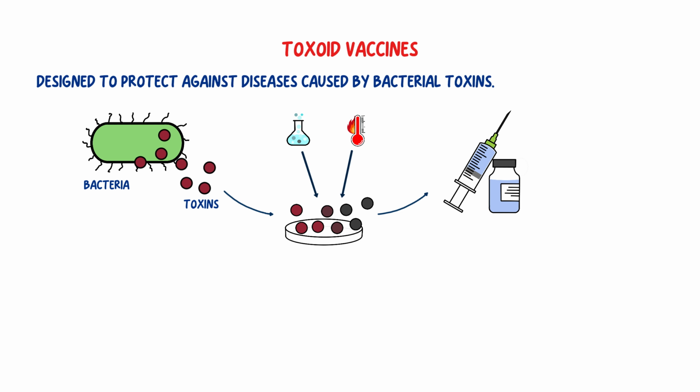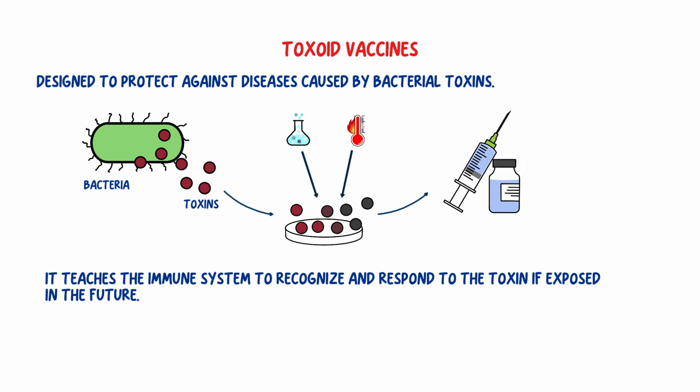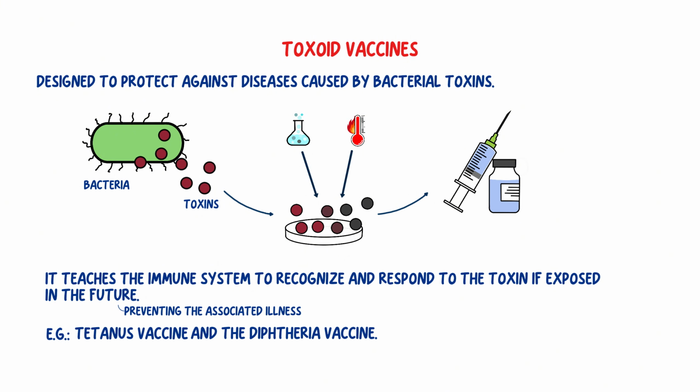Although the toxoid cannot cause disease, it teaches the immune system to recognize and respond to the toxin if exposed in the future. When the body encounters the actual bacterial toxin, it can quickly neutralize it, preventing the associated illness. Examples of toxoid vaccines include the tetanus vaccine and the diphtheria vaccine.